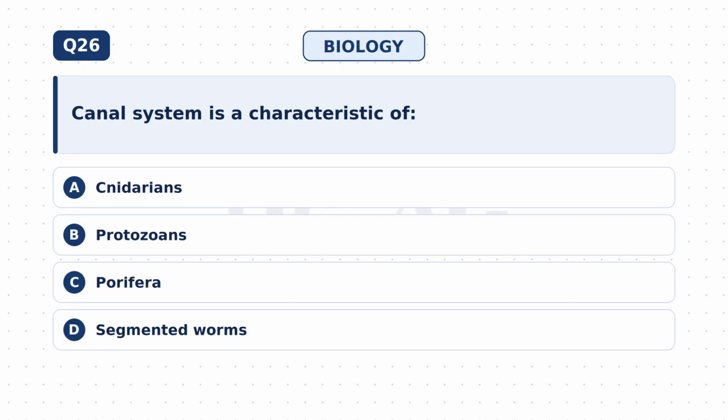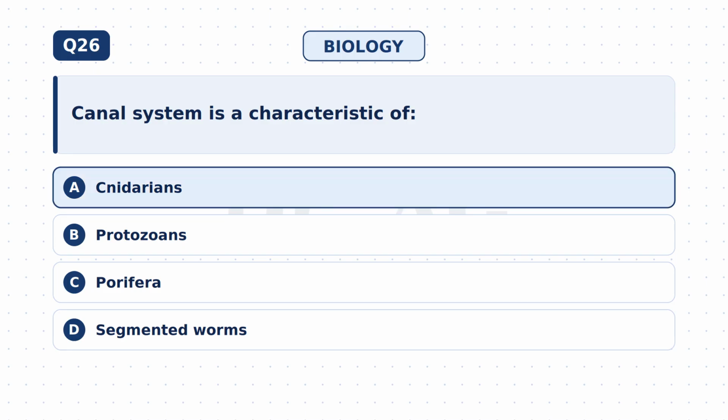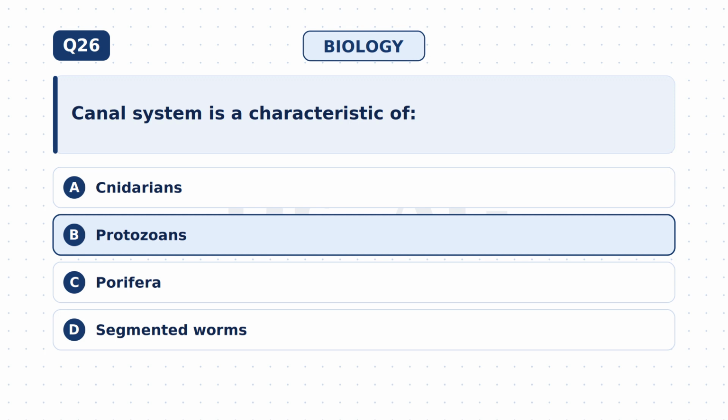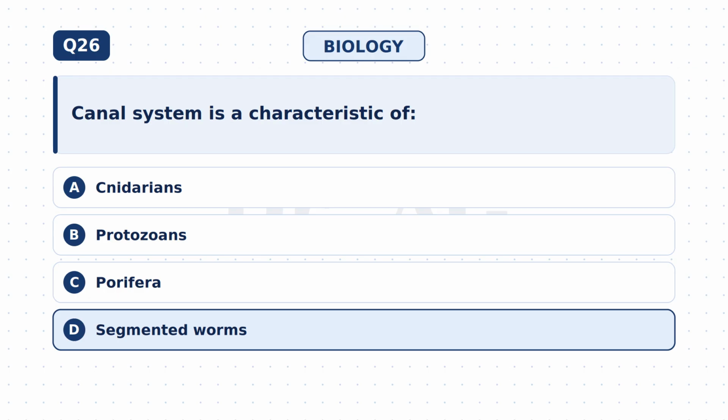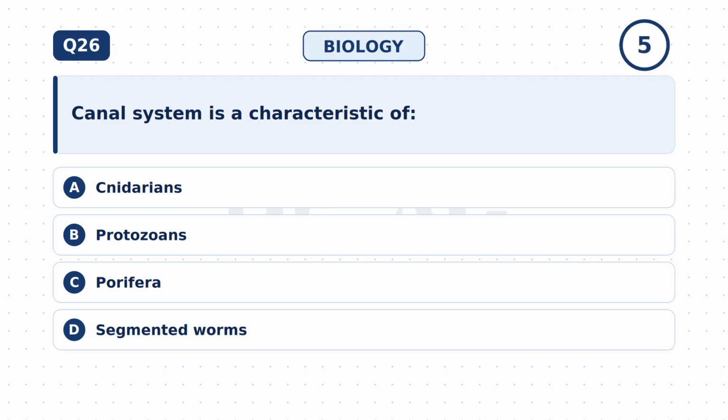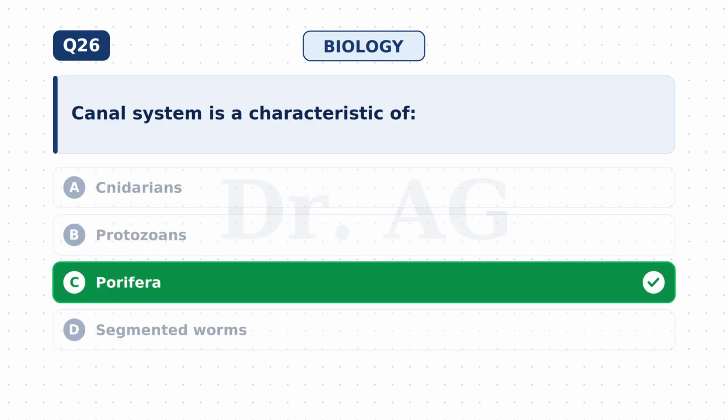Question 26. Canal system is a characteristic of? Option A, cnidarians. Option B, protozoans. Option C, porifera. Option D, segmented worms. The correct answer is C, porifera.